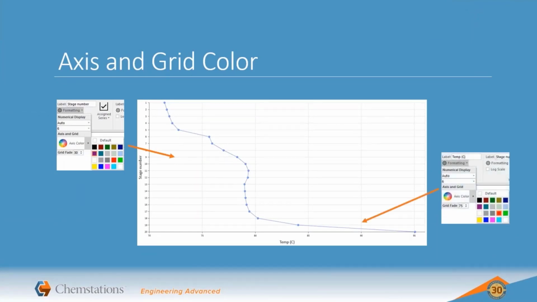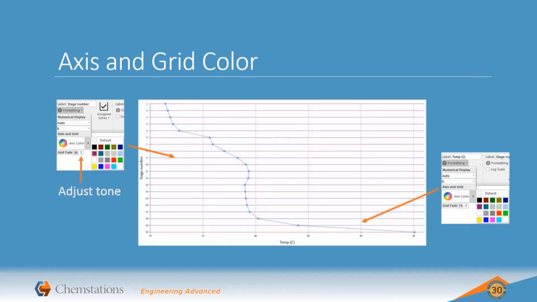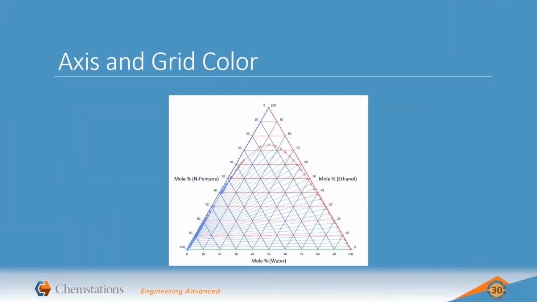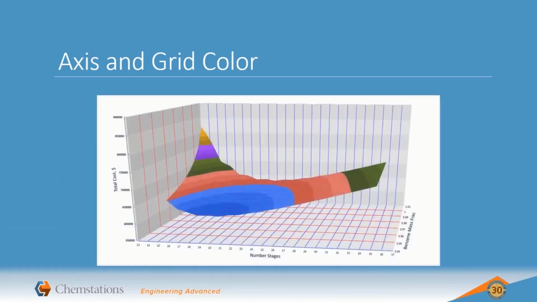Similarly, we can change the color of the axis grid line in order to make it easier to read along the chart. Once we've picked the color, we can adjust the tone from dark to light using the grid fade arrows. This feature is particularly useful in helping us read along ternary charts and even surface charts.